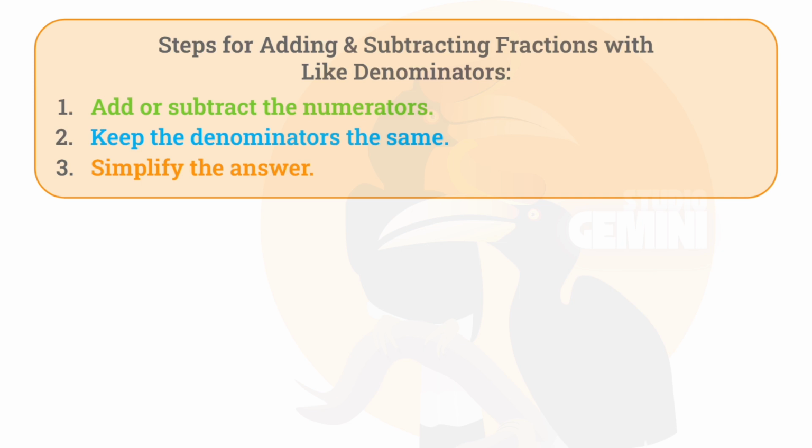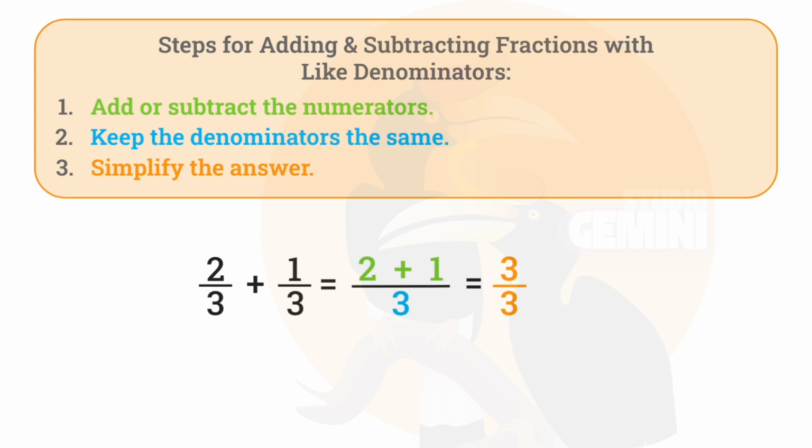Here's an example. 2/3 plus 1/3. You'll quickly notice both denominators are 3, so begin by adding the numerators. 2 plus 1 is equal to 3. We'll keep the denominator the same. Now we know that 2/3 plus 1/3 is equal to 3/3. Sometimes you will have to simplify your answer. In this case, 3/3 is the same as 1 whole. That was a piece of cake.